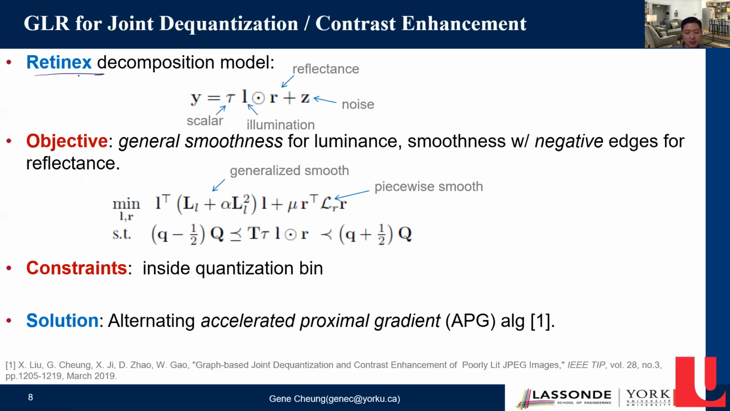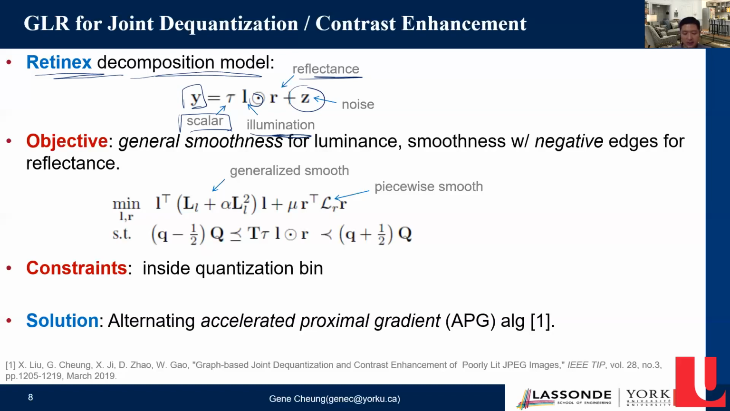In this particular case, we rely on the Retinex decomposition model, which basically says an image can be decomposed into a pixel-by-pixel multiplication of the reflectance and illumination, right? This operator here means pixel-by-pixel multiplication. And because you're looking at a dark image, there's a scalar factor, and then there's an additive noise before you get to observation Y. So in this case, we can actually recover the illumination and the reflectance separately, right?